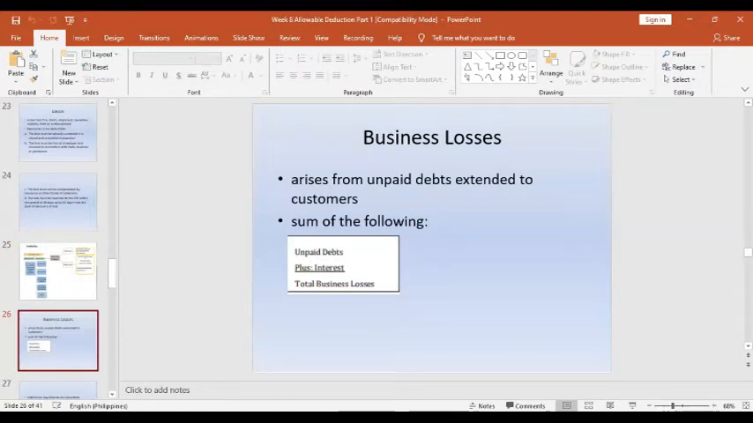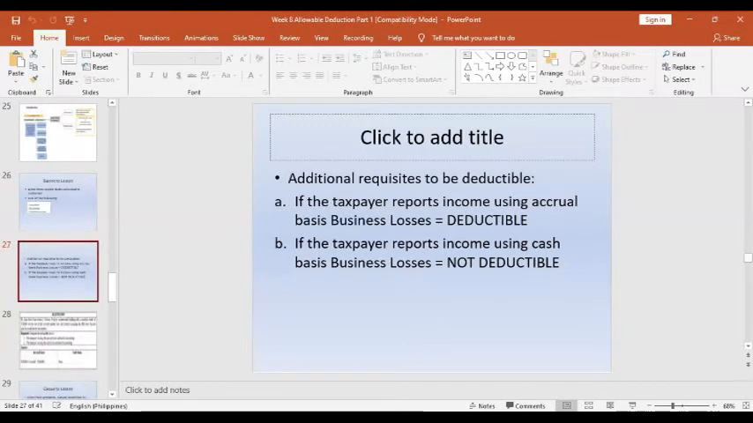Okay, so let's discuss the deductible losses, business losses. The business losses are the unpaid debts extended to customers. So how can we sum up the business losses? The unpaid debts plus the interest, that is the total business losses as allowable deductions. What are the requisites in order that the business losses can be deductible? If the taxpayer reports income using the accrual basis, then the business losses will be deductible. But if the taxpayer reports income using the cash basis, the business losses are not deductible, or this is not an allowable deduction.